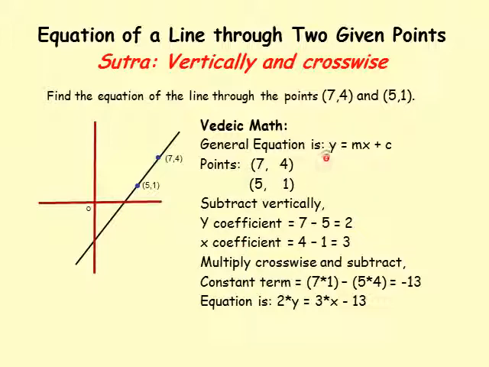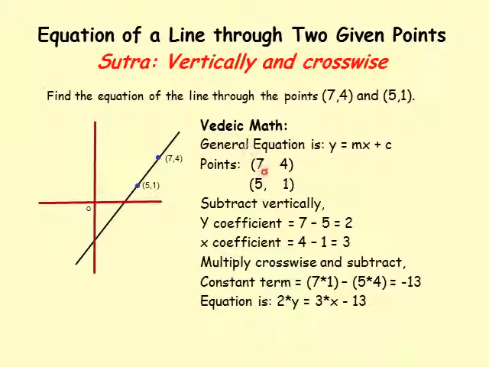So far I have computed 2y equals 3x. C I don't know yet. For the constant term, I multiply crosswise and subtract. So 7 times 1 minus 4 times 5. 7 times 1 is 7, 4 times 5 is 20. 7 minus 20 is minus 13. So I have everything in here. The constant term is minus 13. The equation is 2 times y equals 3 times x minus 13.